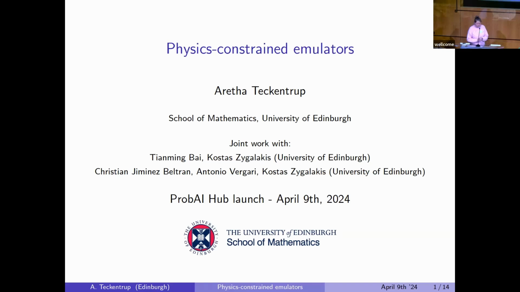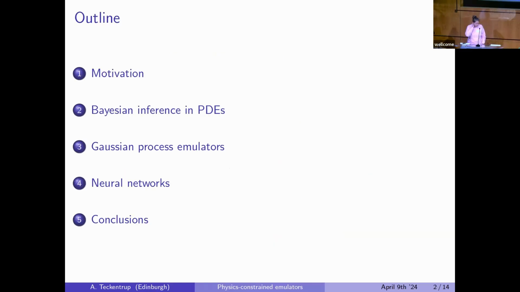Okay. So as Paul mentioned earlier today, this talk is on the topic of incorporating structure into AI methods. In particular, this talk is going to be about incorporating some physical constraints in some machine learning type methods. Okay. So the outline of my talk is the following.